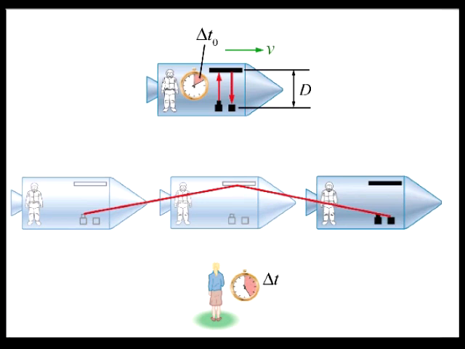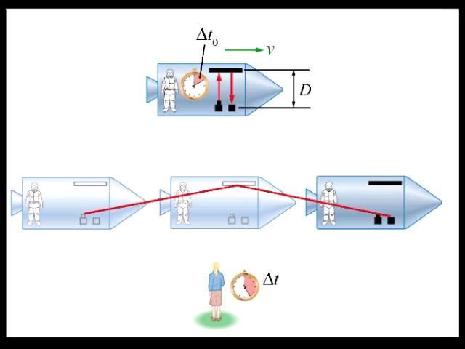This means that the time between ticks of the clock is greater as observed for the ground-based observer, Δt, than for the astronaut on the ship, Δt0. We sometimes summarize this result by saying, moving clocks run slow. This is known as time dilation.